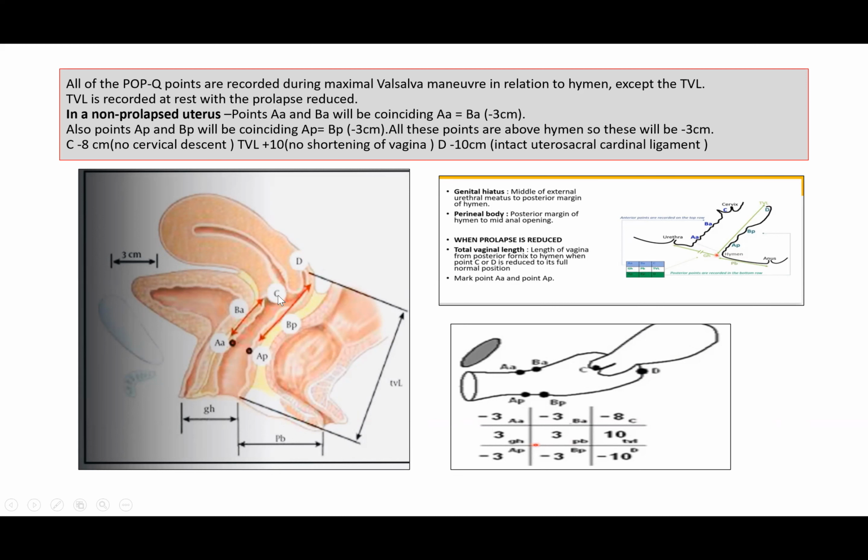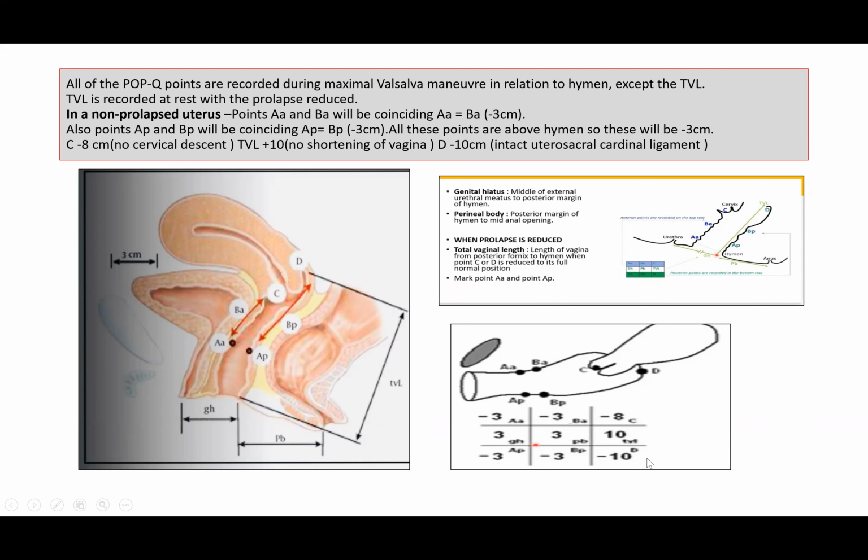And C, that is in the anterior vaginal wall, is minus 8 centimeter. It is TVL minus 2. So total vaginal length is 10 centimeters, and 10 minus 2 will be minus 8 centimeter. It means there is no cervical descent. And when TVL is 10, that is the normal value, there is no vaginal shortening. D is the posterior fornix, and it represents the intact uterosacral cardinal ligament. Okay, so this is the grid.